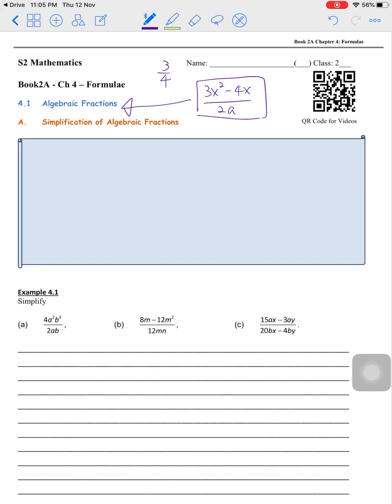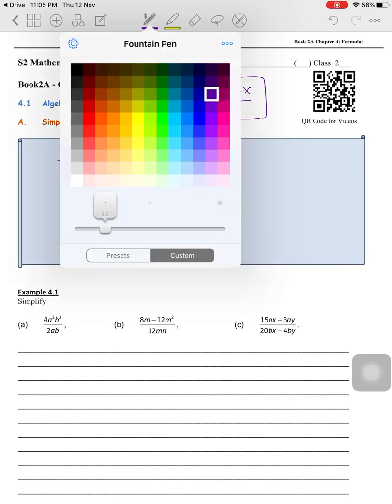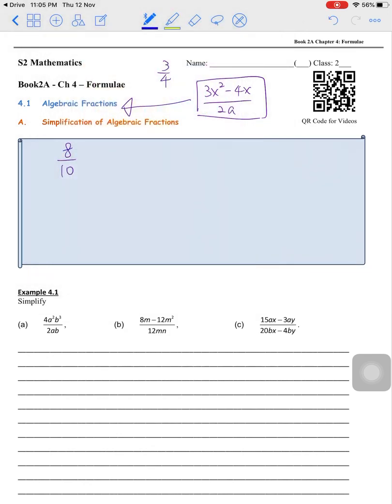Now I will introduce how to simplify a simple number fraction first. For example, 8/10. We know that we can cancel out the 2. So for this one you cancel out the 2, you still have the 4. And then the 10, you cancel out the 2, you still have the 5. So the answer after simplification is 4/5. But what is the technique behind how I can simplify the fraction?